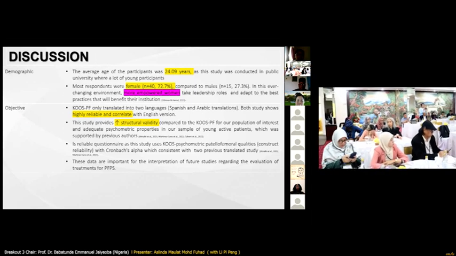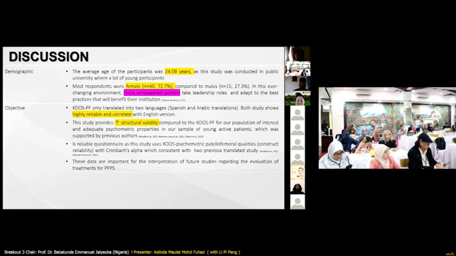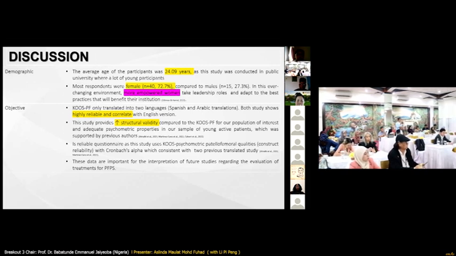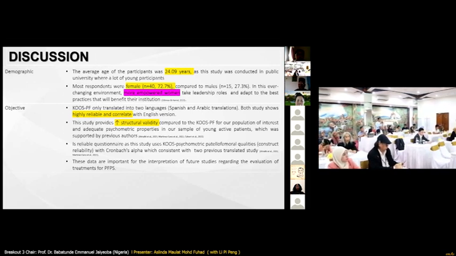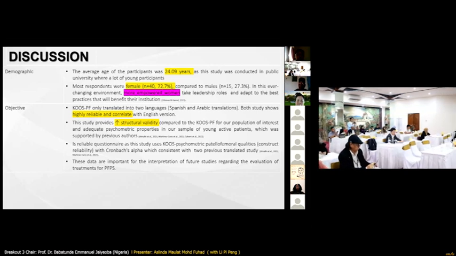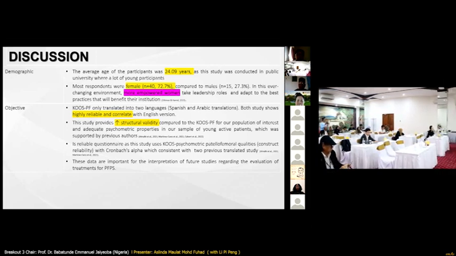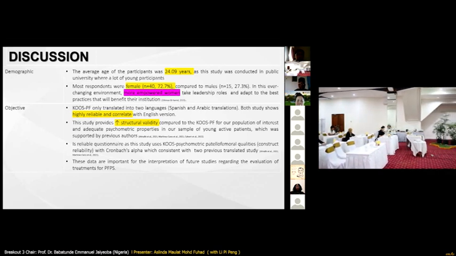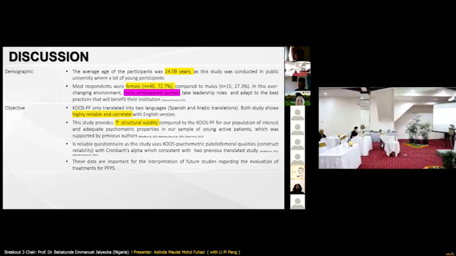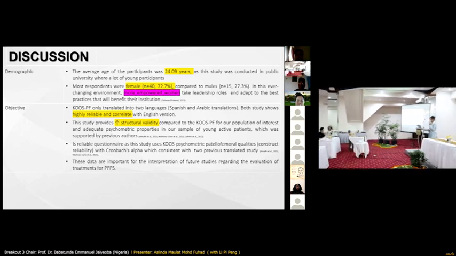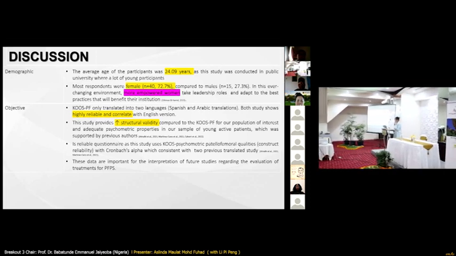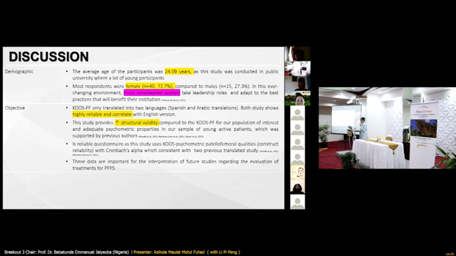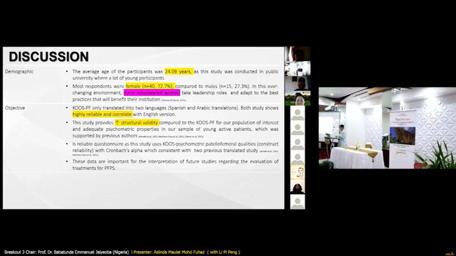The AQoL was only translated into 2 languages, which are the Spanish and Arabic translations. Both studies show highly reliable results and correlate with the English version. This study provides increased structural validity compared to the AQoL for our population of interest and adequate psychometric properties in our sample of young active patients, which was supported by the previous authors.